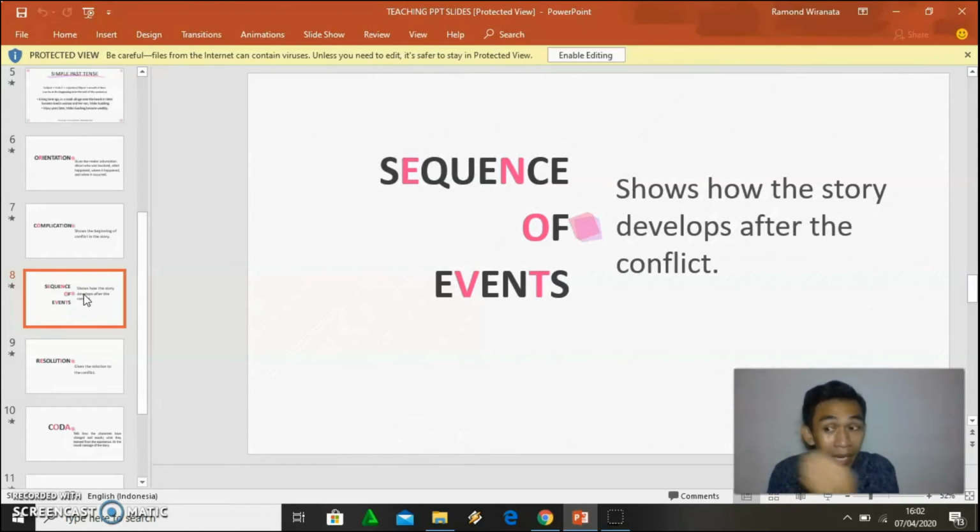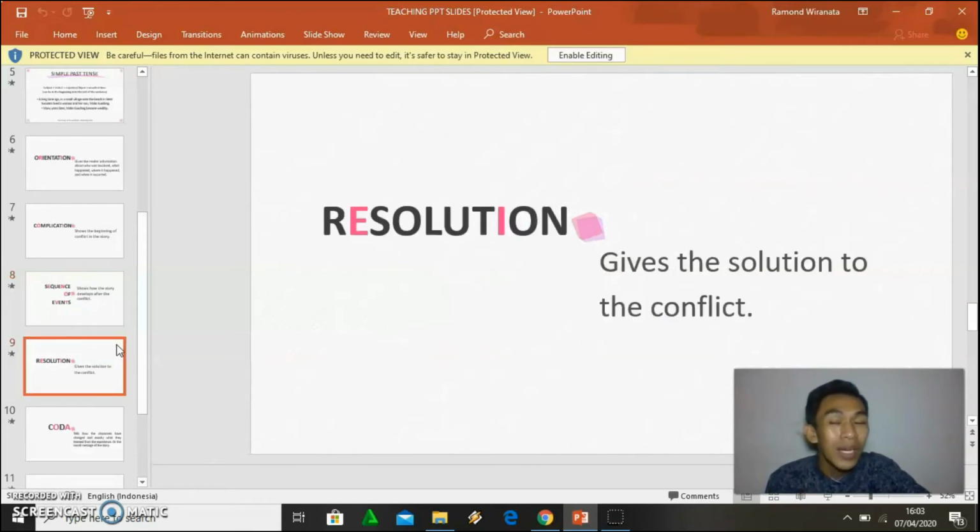And in Malin Kundang, can you guess? Yes, that part. Okay, after the story becomes big, right? After big, what will happen after that? You need to try to find the solution. That's why in narrative text we call it the resolution. It gives the solution to the conflict.